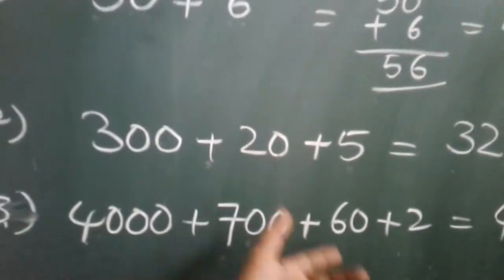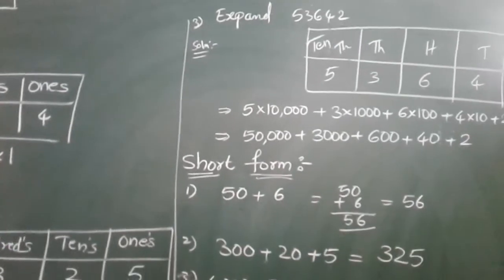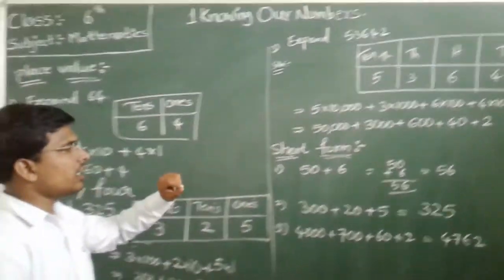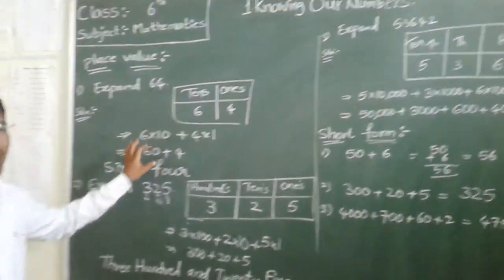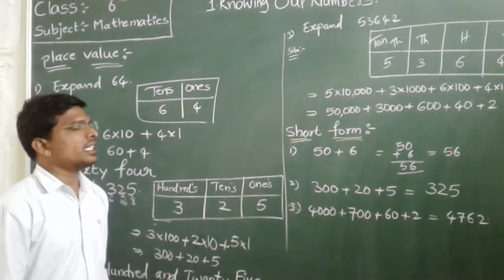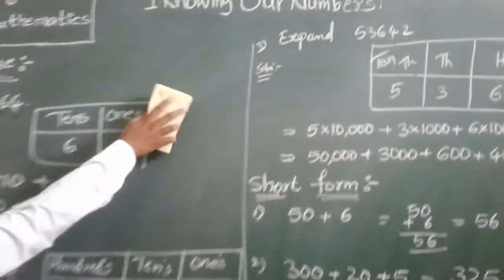This is the way of writing in the short form, the pure opposite of expansion form. Very easy problems we can learn, and you have so many example problems and exercise problems in our textbook. Just go through them and you can practice easily. Next we are going to learn the comma system.